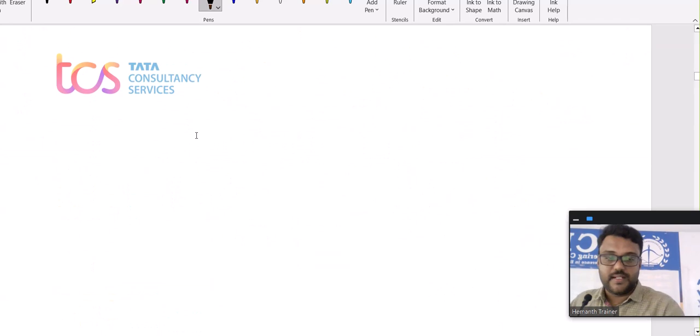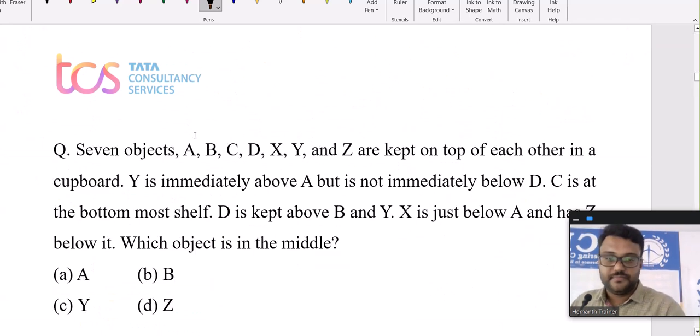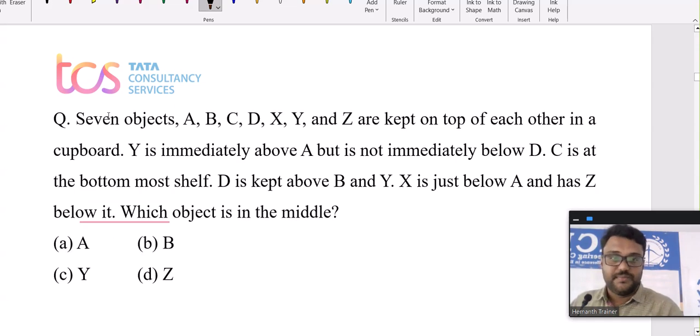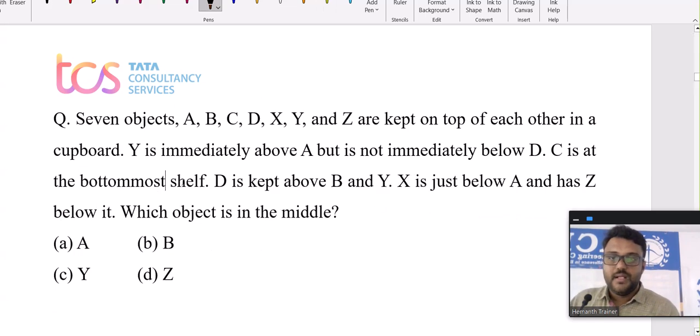Now let's go with the next question. Yes, seating arrangements related. This is also ordering. All those come under seating arrangement. We have 7 objects. You are keeping it from top to bottom. Try this once. We have 7 objects. You need to put them from top to bottom.